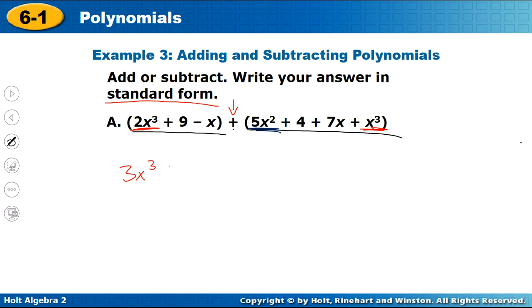So guess what I'm going to do? I'm going to be adding 5x squared down here. That doesn't change because there was no like terms. It didn't combine with anything. It simply stayed the same. But keep in mind that we're adding it. So that's why I have a plus sign.